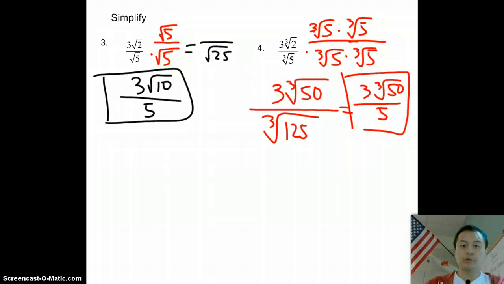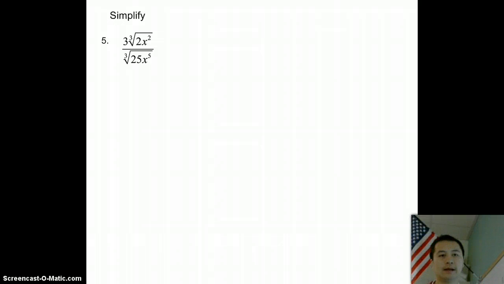If there's a 4th root, you want to make 4 of a kind. 5th root, you want to make 5 of them. So just multiply as many as you need to actually get rid of that radical. Let's look at one more. Alright. Couple things that I could do here.